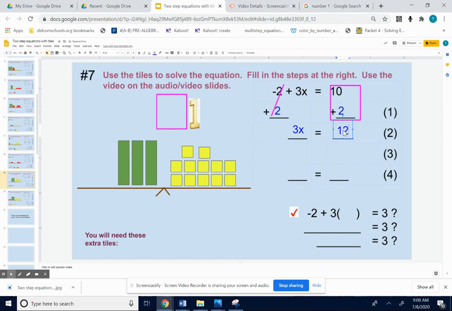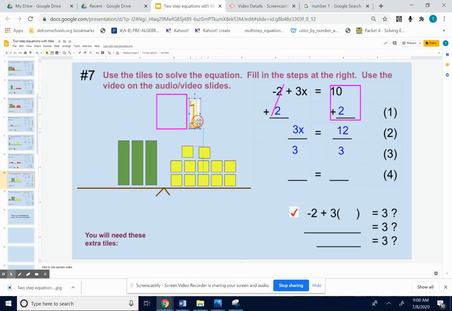So now we have 3 times x is equal to 12. To get rid of a multiplied 3, we divide by 3 on both sides. So just focus on the equation. We got rid of the multiplied 3 by dividing by 3 on both sides.